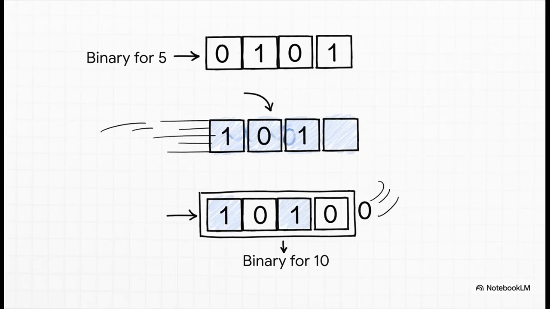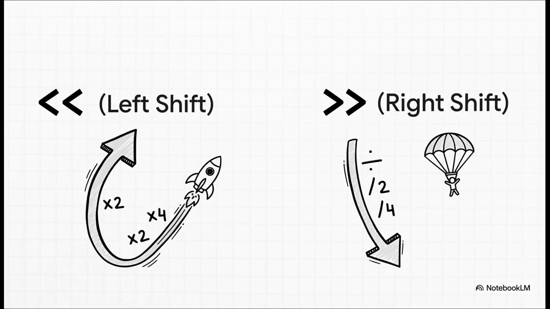Now, what's really interesting about this slide is how you can see it happening. The binary for 5 is 0101. When we left shift by 1, we literally just push every single bit one position over to the left. Then that empty spot on the right, we just fill it in with a 0. And that new bit pattern, 1010, well, that's the binary for the number 10. Pretty cool, right? So, just to sum it up, you've got the left shift operator, which is your go-to for blazingly fast multiplication by 2, 4, 8, and so on. And you have the right shift operator, which does the exact opposite, giving you incredibly efficient division.